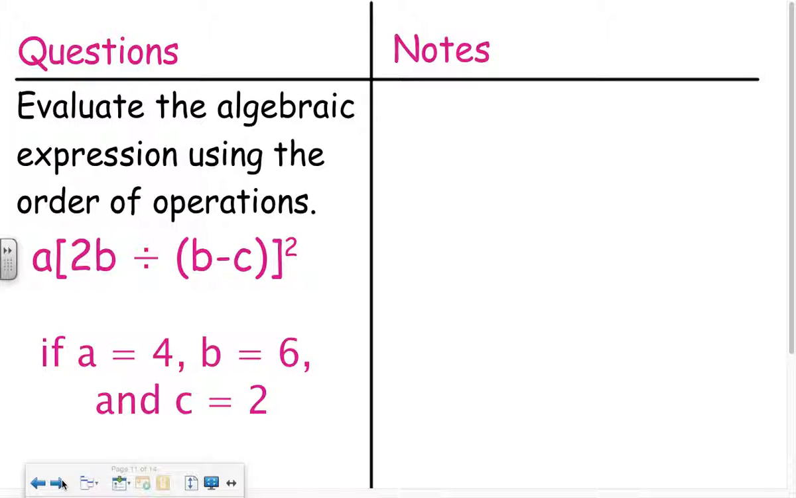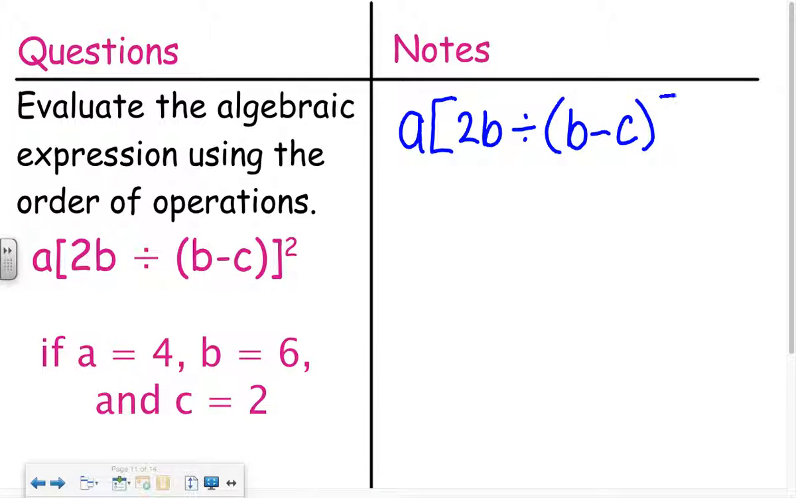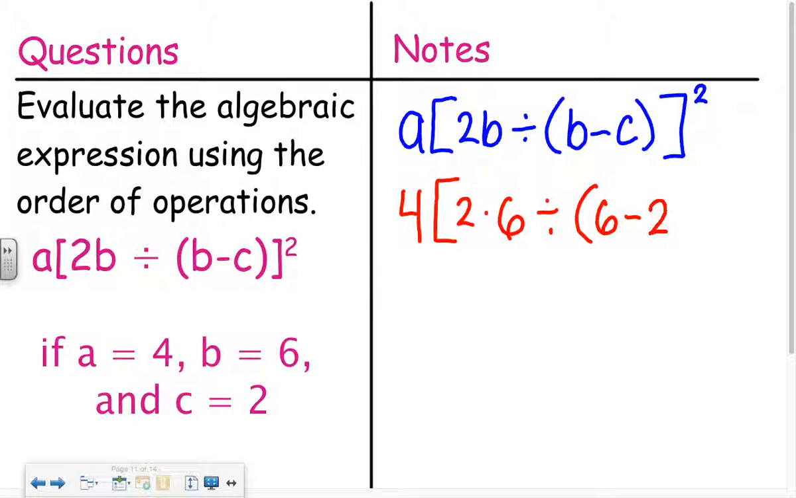All right, again another one, similar to the last two. A times 2b divided by b minus c squared. So I'll replace my a with 4, my b with 6, and my c with 2.